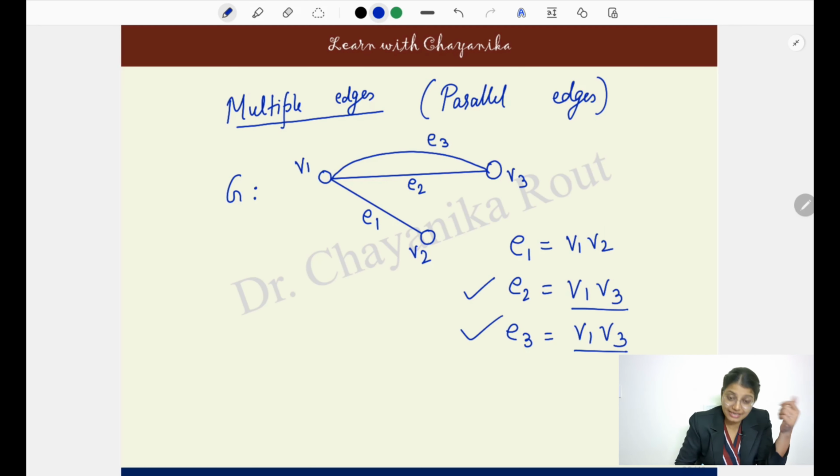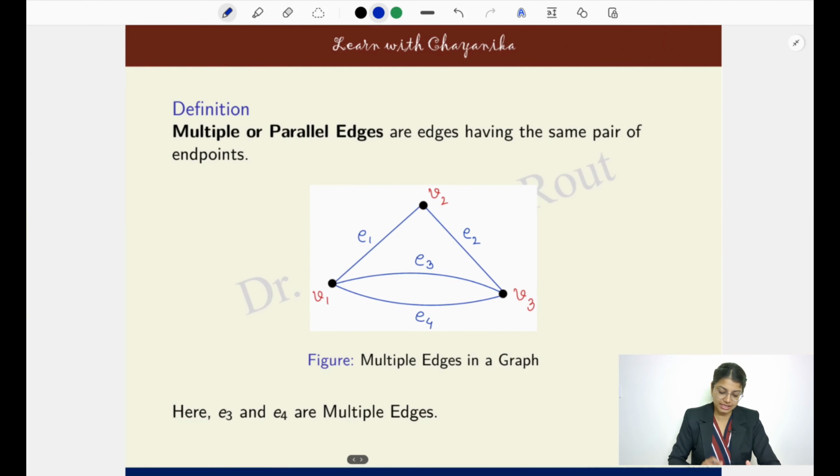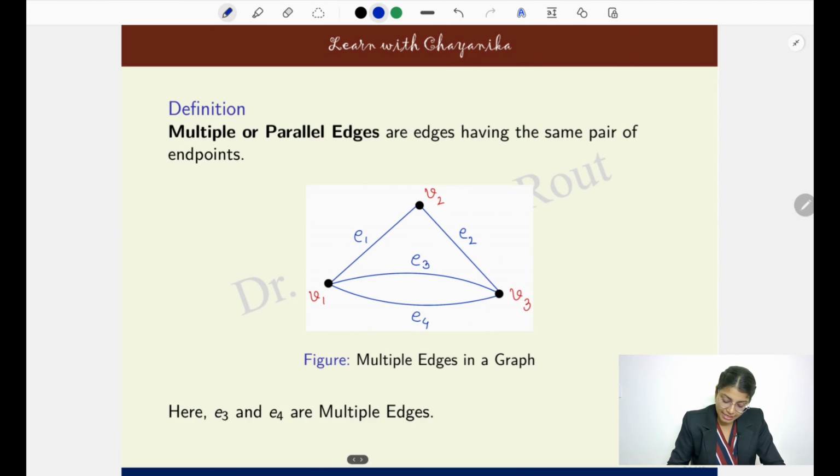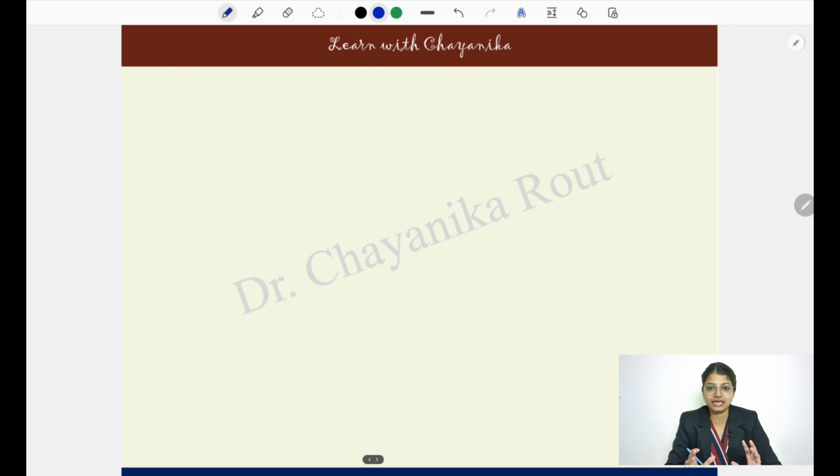It's not mandatory that you have only a pair of edges, you can have many multiple edges. On the same pair of vertices, you can have any number of multiple or parallel edges. So let's see the definition. Multiple or parallel edges are the edges having the same pair of endpoints. As in this particular graph G in the figure, we can see E3 and E4 are the multiple edges. Now let's check loops and multiple edges both together in a graph.